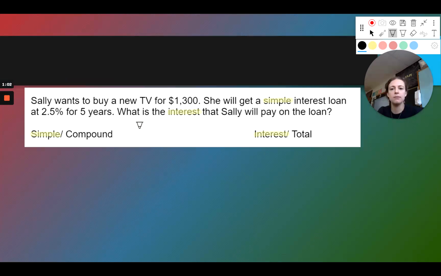Quick reminder that the simple interest formula can be found on your bestie. And your formula is I equals PRT. Now, P is your principal. That's the money you start with. So in this case, that would be the 1,300. You're going to multiply that by the rate, which is your percent, which is the 2.5%. You do need that percent sign in your calculator. And then finally, you're going to multiply that by the T, which is your time. In this case, that would be 5.